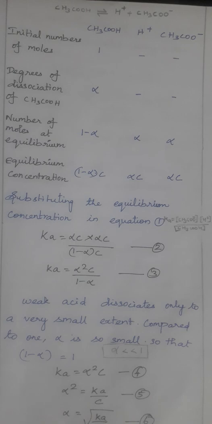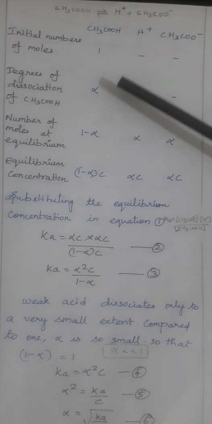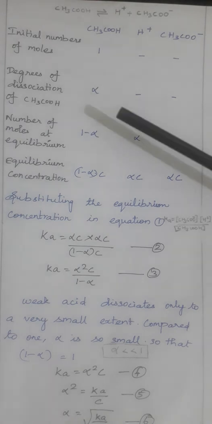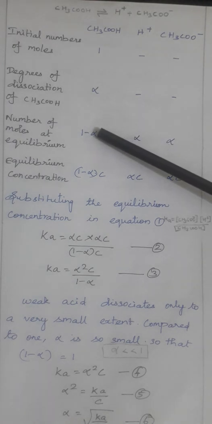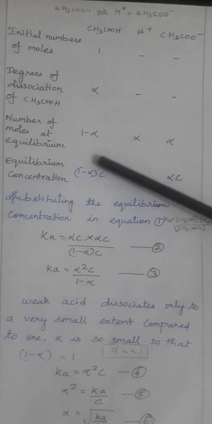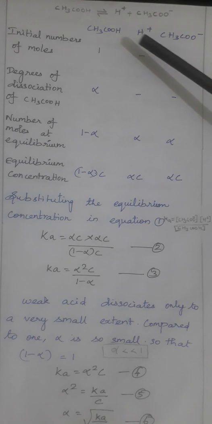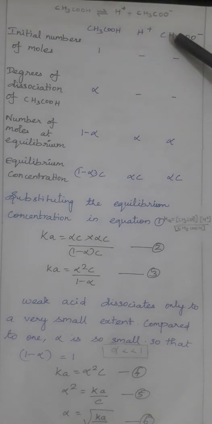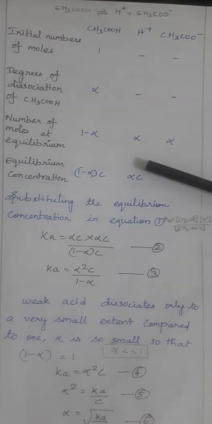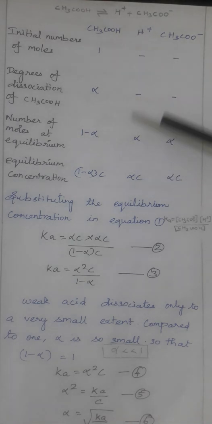Suppose we take 100 moles of acetic acid, in which 80 moles of acetic acid is dissociated. What is the remaining moles of acetic acid at equilibrium? 100 minus 80. This is the equilibrium concentration of acetic acid. C alpha is the equilibrium concentration of H plus. C alpha is the equilibrium concentration of CH3COO minus.